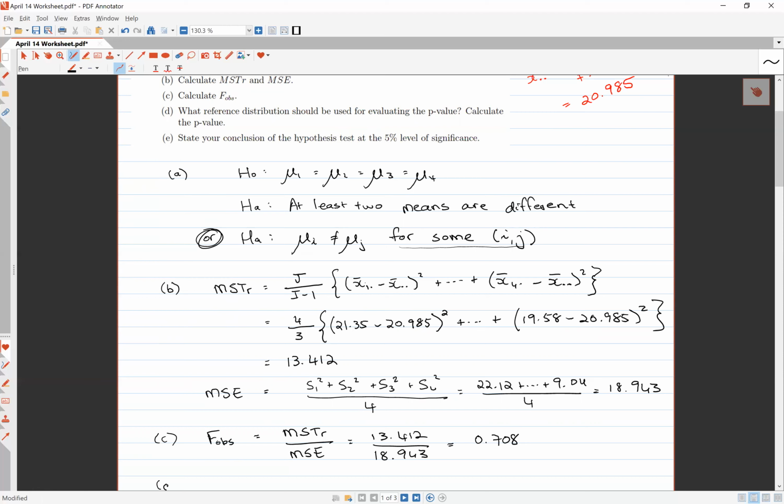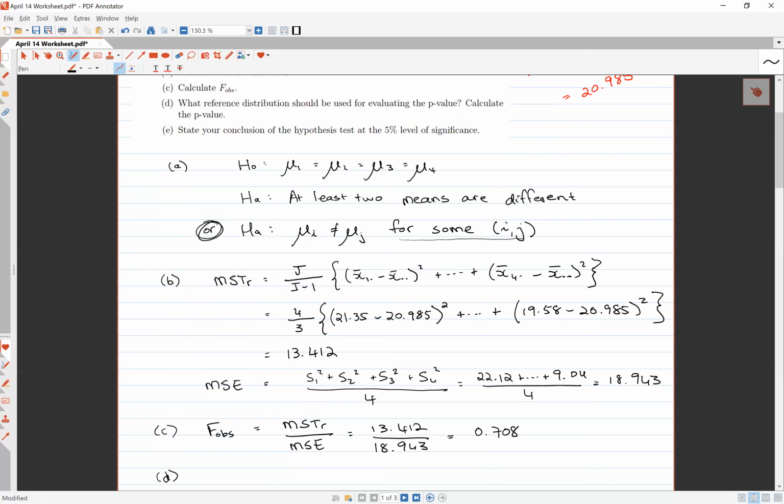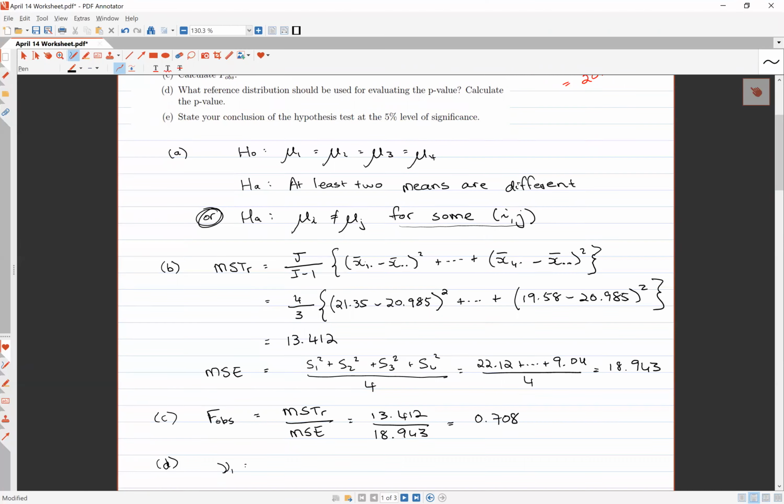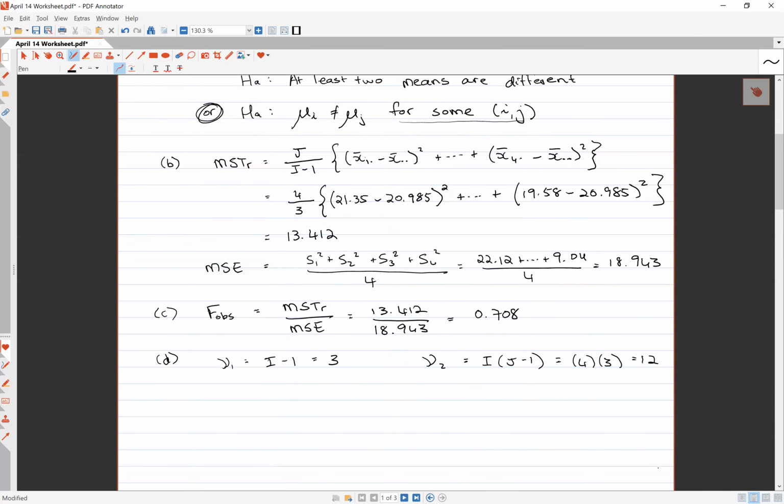So now we need to use an F distribution as a reference for calculating the p-value, and that requires evaluating 2 different degree of freedom numbers. Numerator degrees of freedom, which is I minus 1, which in this case is 3, denominator degrees of freedom, which is I times (J minus 1). So in this case, 4 times 3 or 12. And so we are using an F distribution with 3 and 12 degrees of freedom as a reference.